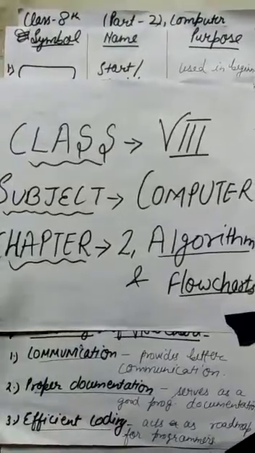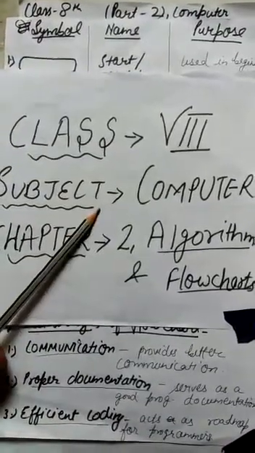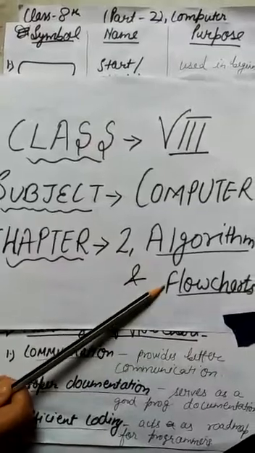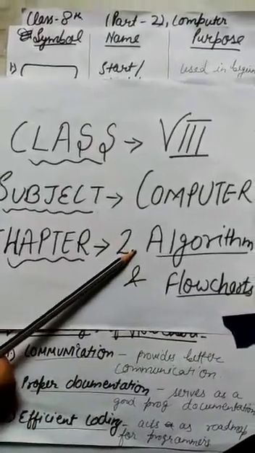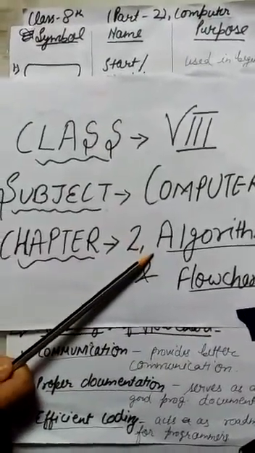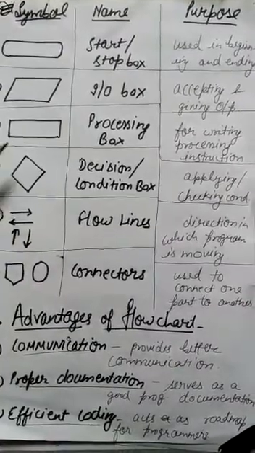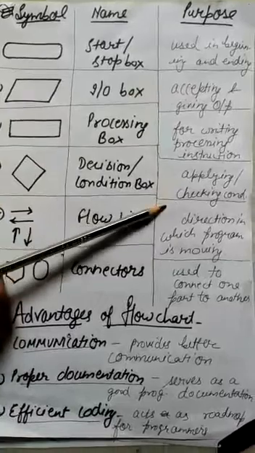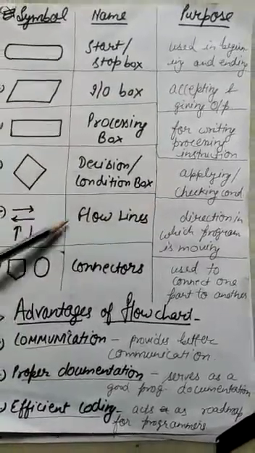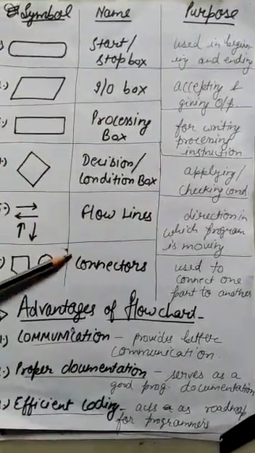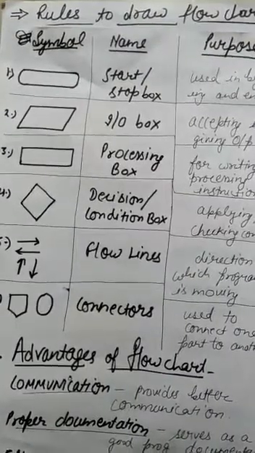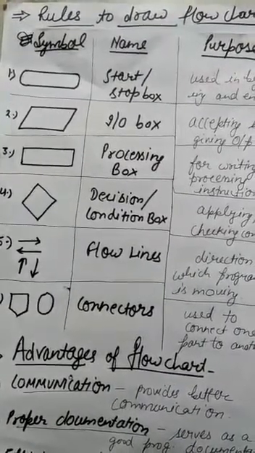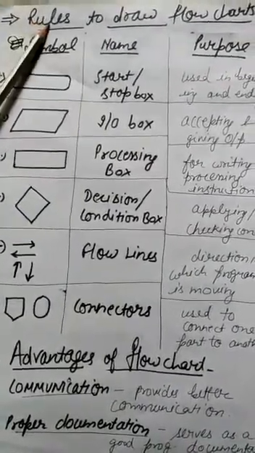Class 8 students, this is part 2 of the chapter Algorithm and Flowchart. Today I'll tell you how to draw the flowchart. In the previous video we discussed the symbols with their names, purposes and functions. With the help of these we are going to draw the flowchart today. Before drawing that, I have to tell you the rules to draw the flowchart.